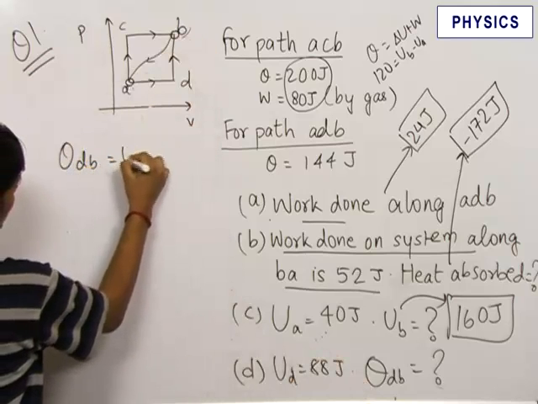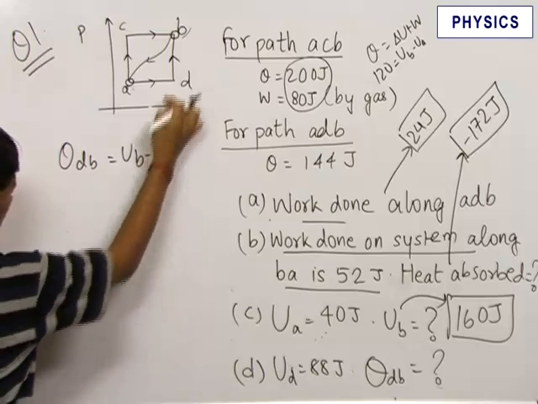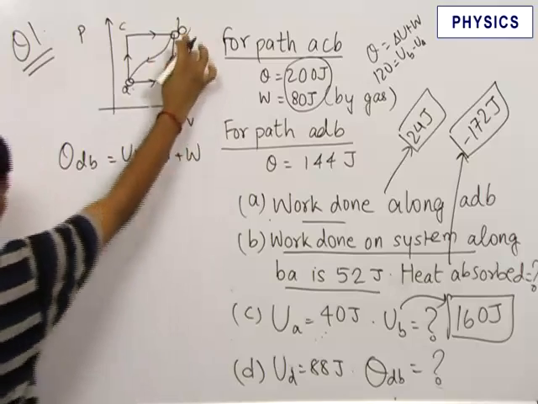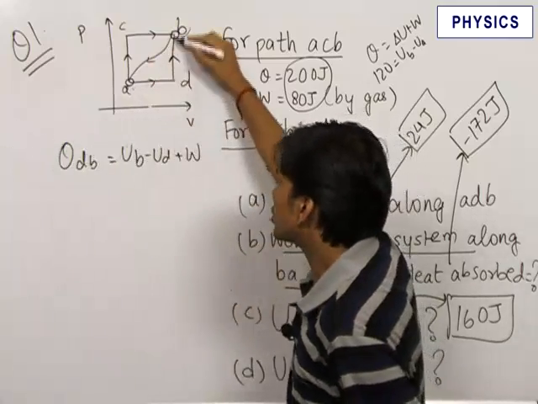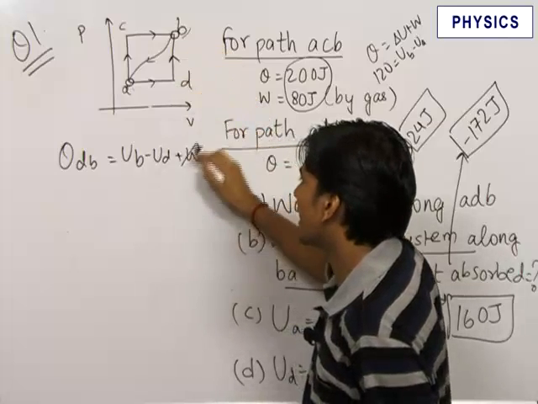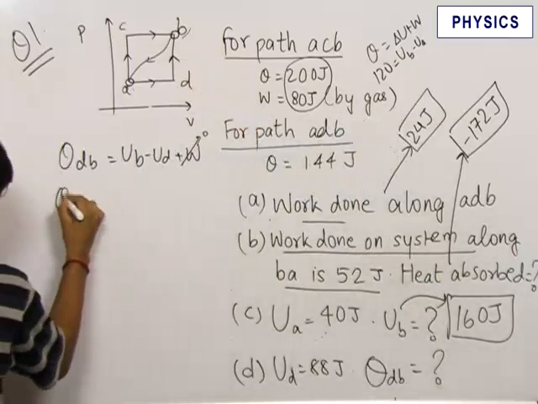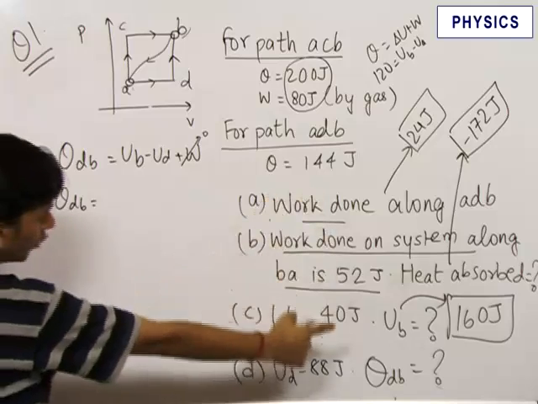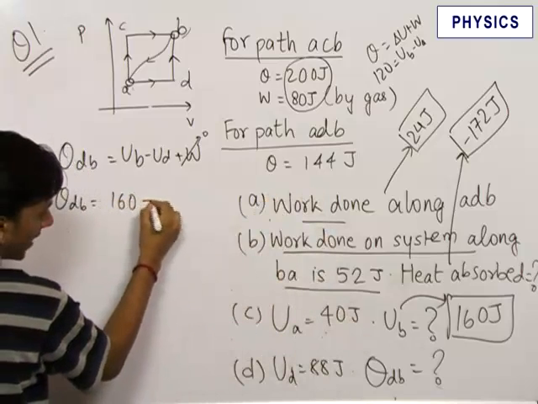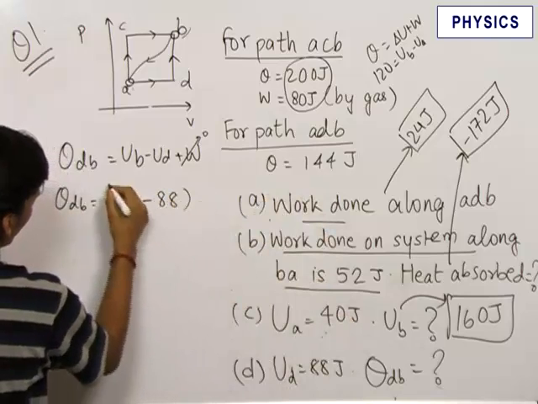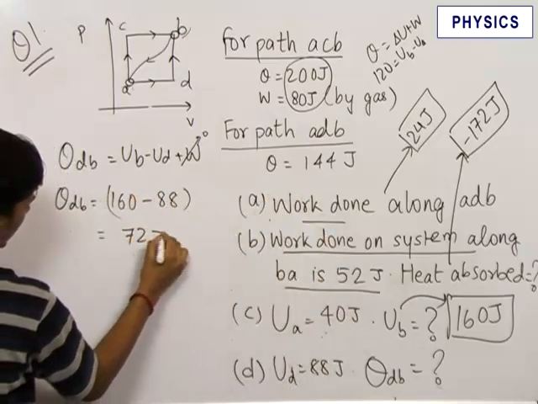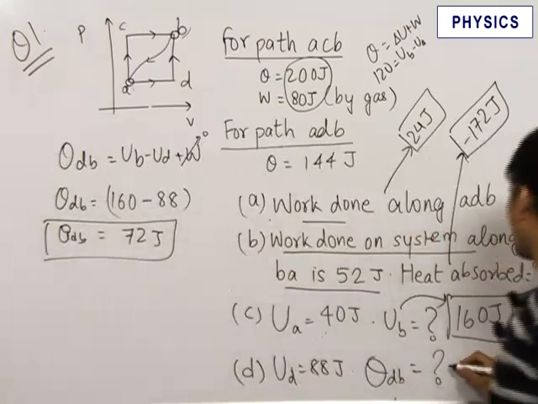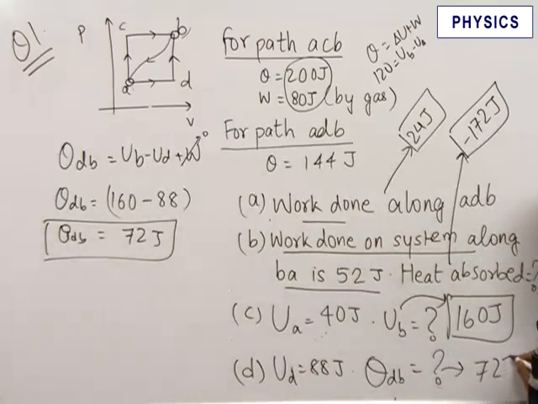QDB is equal to UB minus UD, that is delta U in this path, because this is the final state now, plus work done by the gas in this path. Now we see that this process occurs at constant volume, therefore the work done by the gas comes out to be equal to 0. Therefore QDB is simply equal to UB minus UD. The value of UB was known to be equal to 160 joules, minus UD, which is given to be 88 joules. Therefore the final answer comes out to be equal to 72 joules. So the answer for this part comes out to be equal to 72 joules.